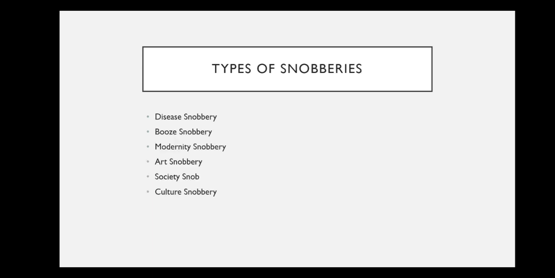Then we come to the point that each kind of snobbery requires devotees. Like if there is a disease, there should be people who follow him. Oh my God, look at that person, how ill he is. So a disease snob wants sympathy. A booze snob shows recklessness, and he needs sympathizers who follow him. Among youth, it is very popular. Booze snobs become very popular.